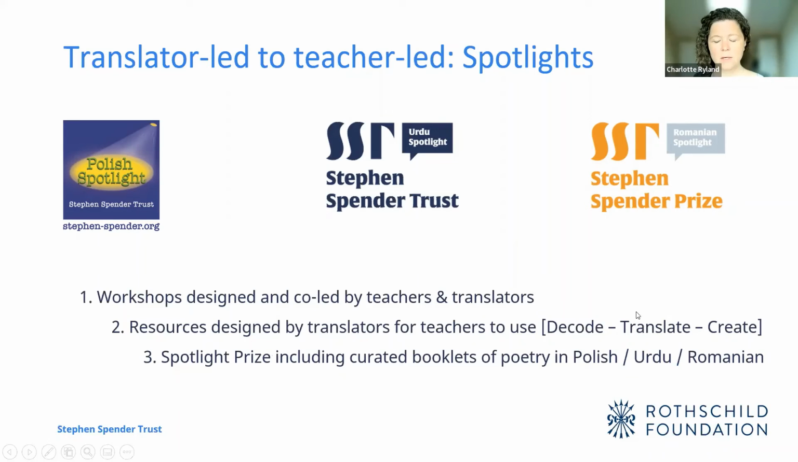And then finally, there is a strand of the Stephen Spender Prize, so of our poetry translation prize, there's a strand of that called the Spotlight, which is just for translation from that particular language. So this year it's Romanian. The deadline is the 15th of July, next week. And we curate booklets of poetry in that Spotlight language, which are particularly chosen to be accessible to young people, and so that they immediately have ideas for poems that they can translate.